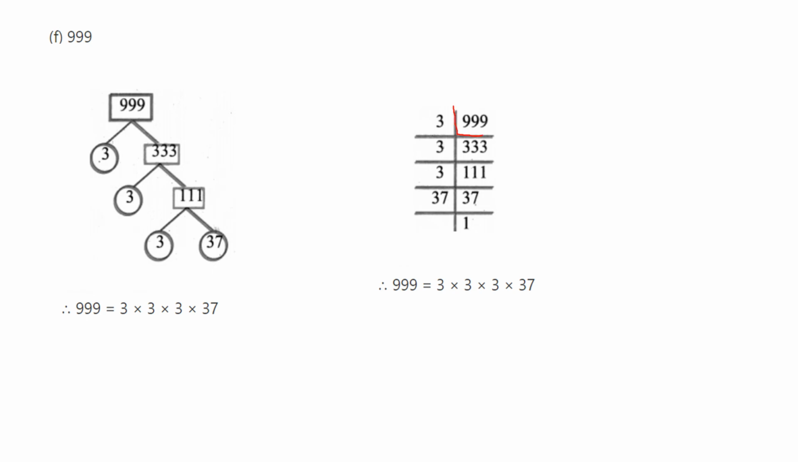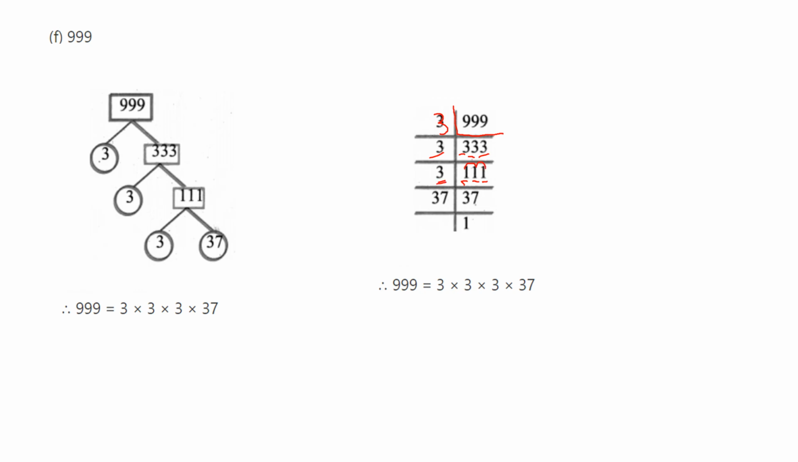So it is divisible by 3. 3 3s are 9. Again divide with the 3. 3 1s are 3. So again you add this number, 1 plus 1 plus 1, 3. So you can take it 3.